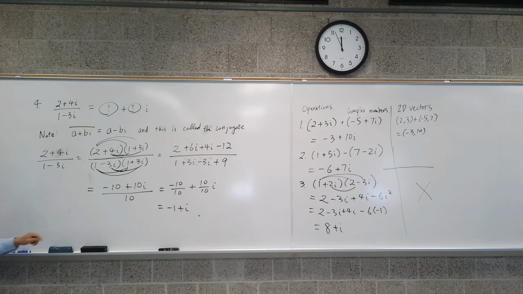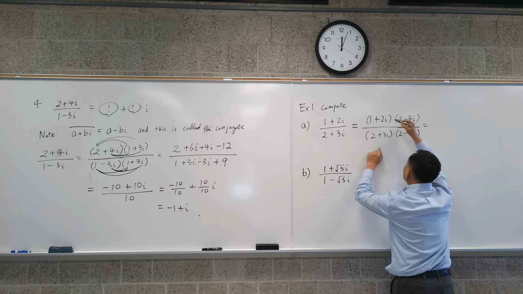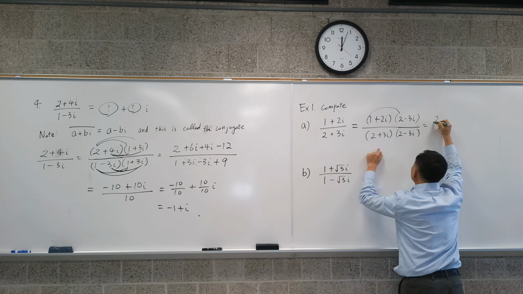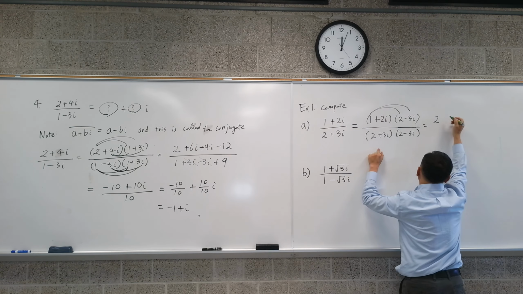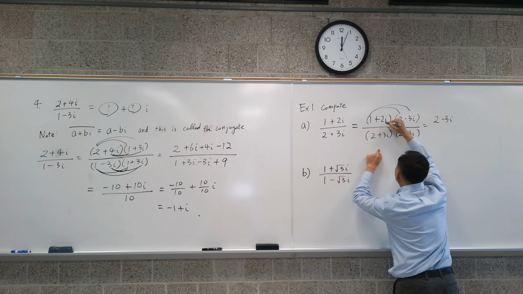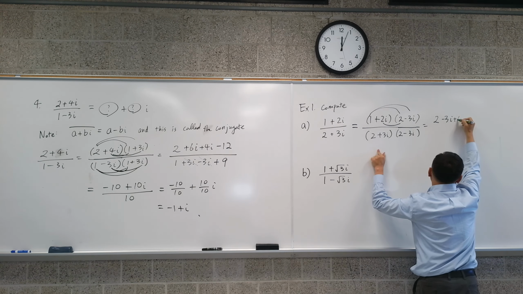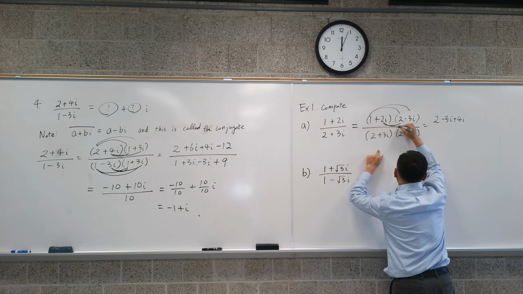All right, so you have (1 plus 2i) over (2 plus 3i), and you're multiplying the conjugate of this denominator to both top and bottom. Take the conjugate of the denominator, multiply it top and bottom, and you FOIL it out. So 1 times 2 is 2, 1 times negative 3i will be negative 3i, 2i times 2 will be plus 4i, 2i times negative 3i.